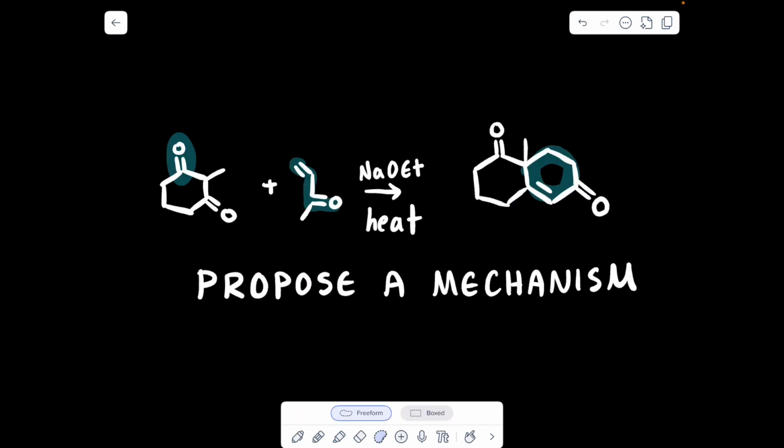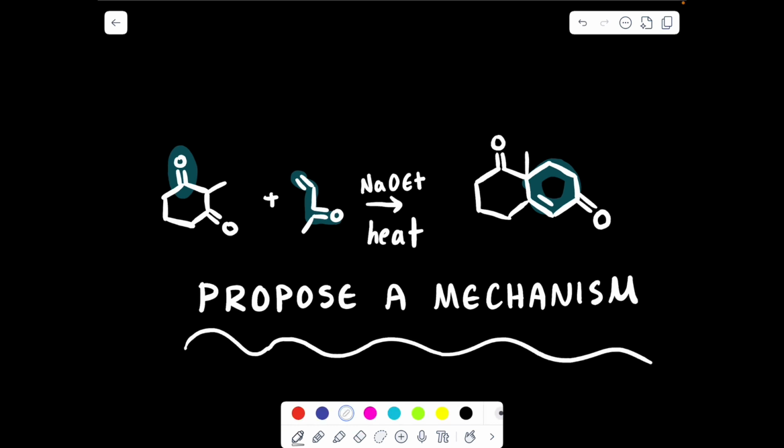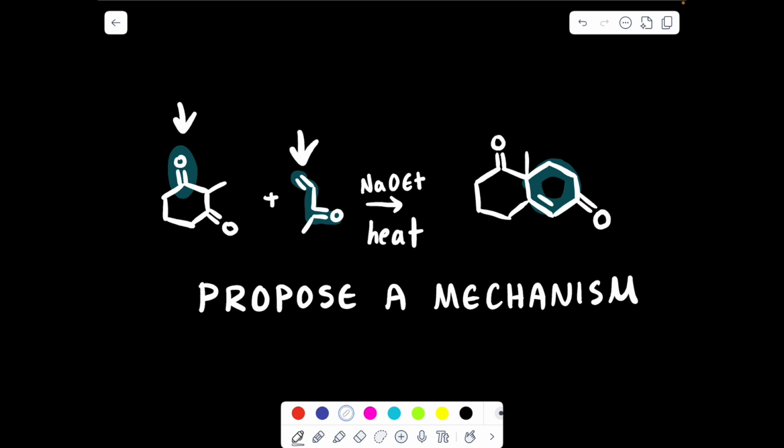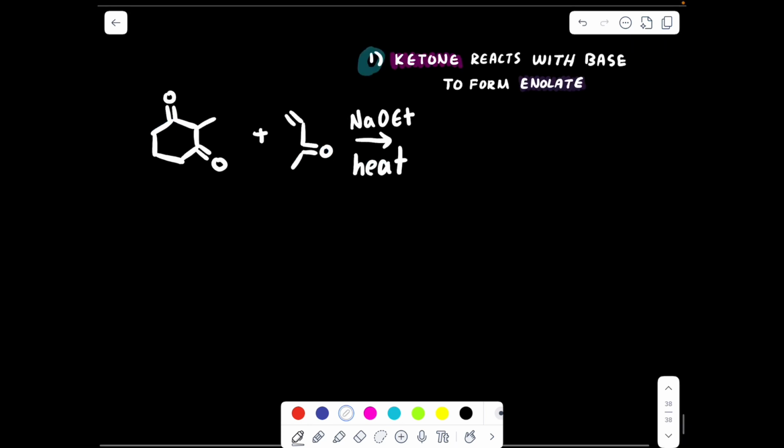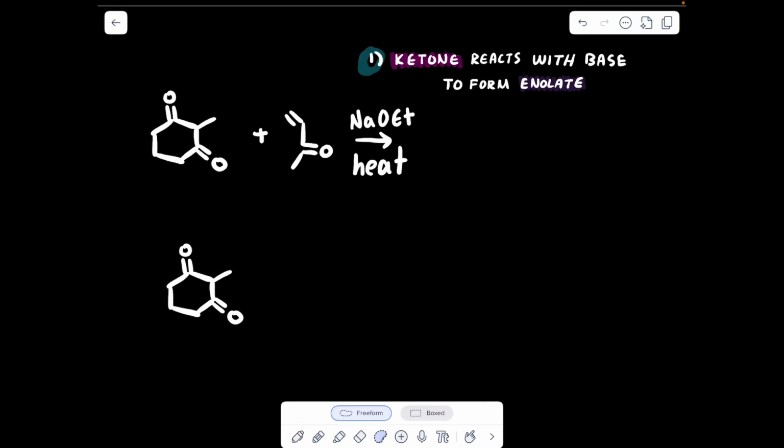All right, so let's say we are given this reaction. And they ask us to propose a mechanism where we have a ketone react with an enone, and we get a new six-membered ring. So starting with step number 1, which is a ketone reacts with a base to form an enolate. So let's find a ketone.